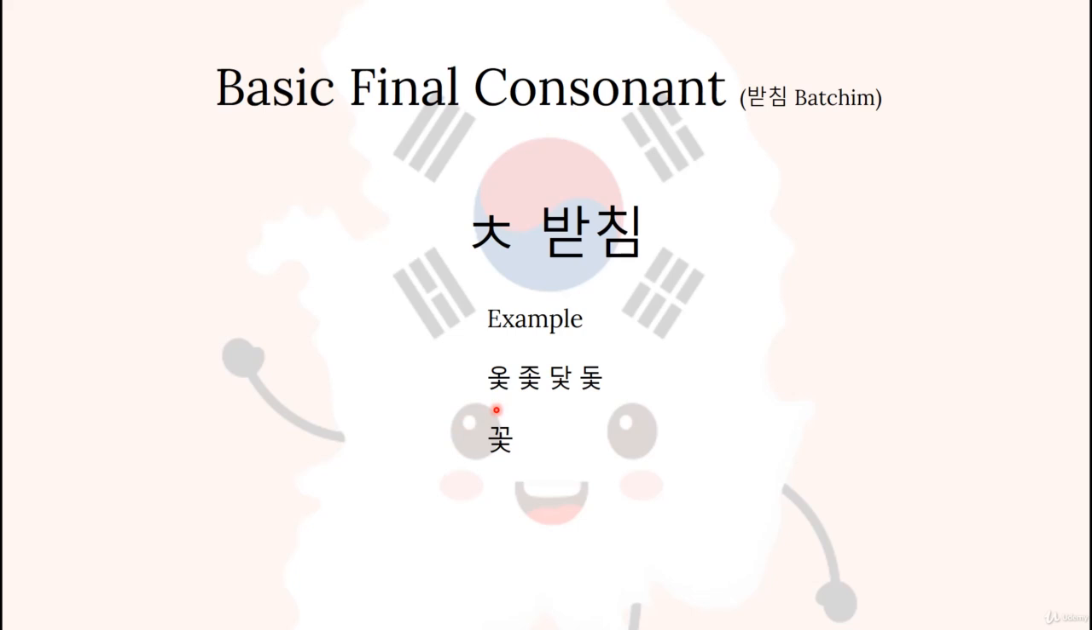Okay, so 옷, 조, 닷, 돛, and 꽃. Well, 꽃 is a flower in Korean. It's good to know this word, okay? 꽃. One more time. 꽃, backwards, 돛, 닷, 조, and 옷.